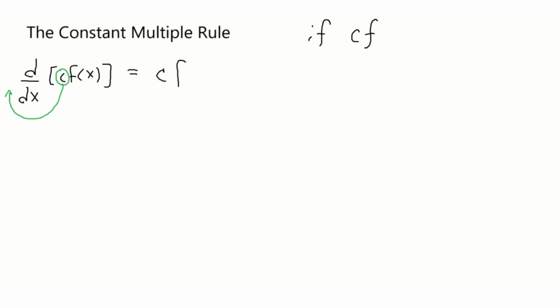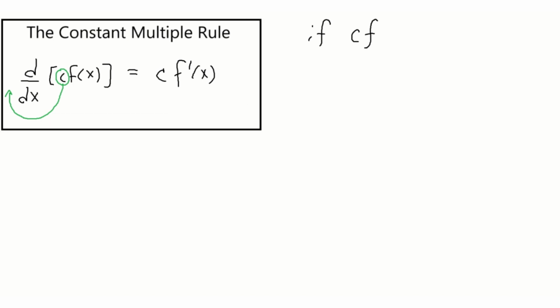In this lesson, we'll learn how to apply the constant multiple rule when taking derivatives. The constant multiple rule says that if you have a constant multiplied by a function, then you can take the derivative by keeping the constant and differentiating the function. In other words, constants can be factored out of the differentiation process. The derivative with respect to x of c times f of x equals c times the derivative of f of x.